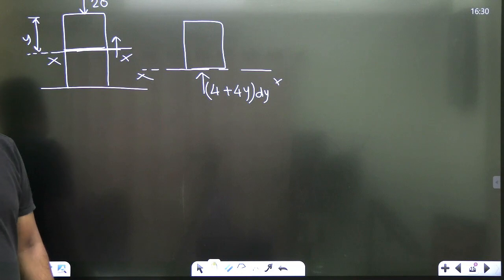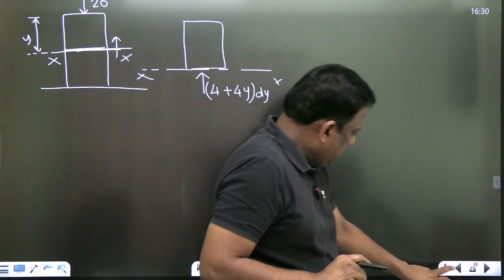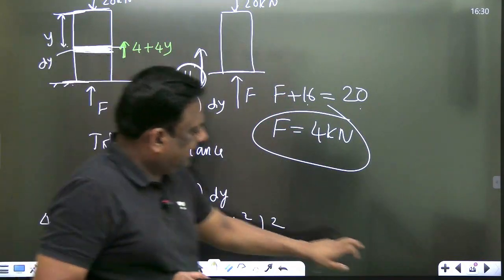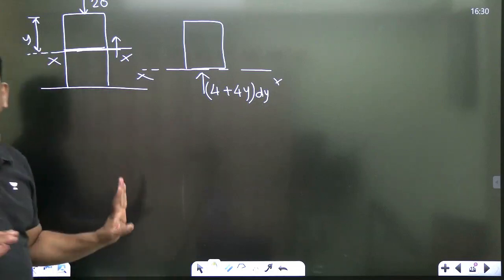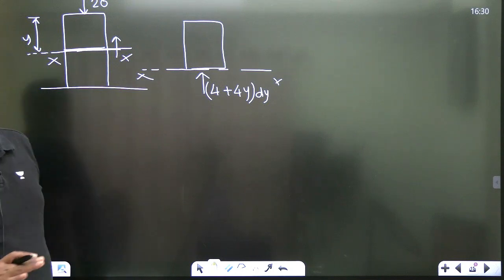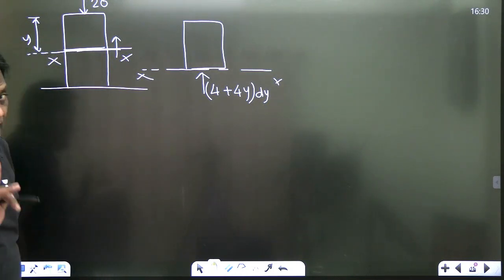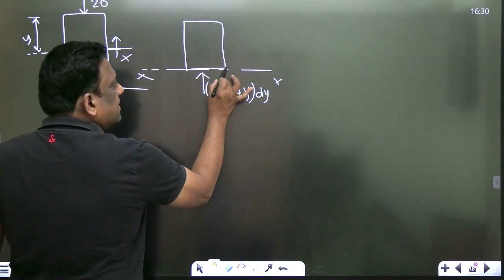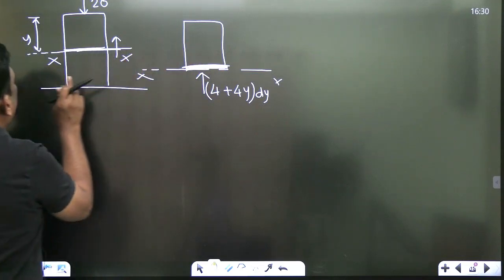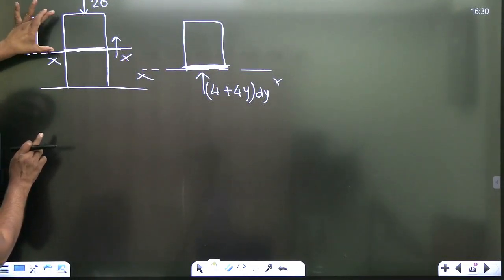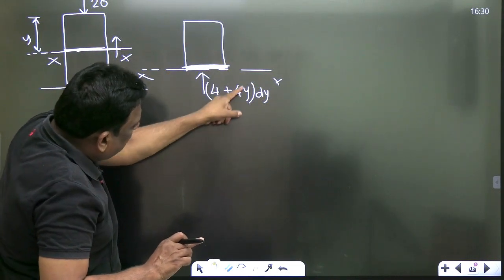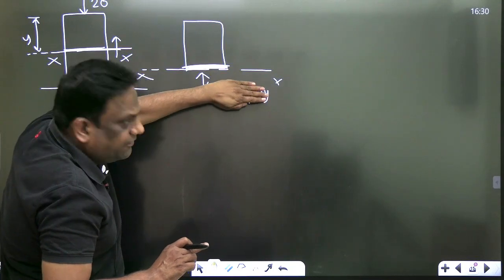Very good. 4 plus 4y dy is the resistance. Absolutely fine. No problem at all. So now tell me, sir, can I calculate? Listen carefully. 4 plus 4y dy is in the small length dy. At any distance y, I repeat, at any distance y, I got 4 plus 4y. But this is per meter. But this is varying with y. So I have taken it in a small length dy. In a small length dy it will be this much.